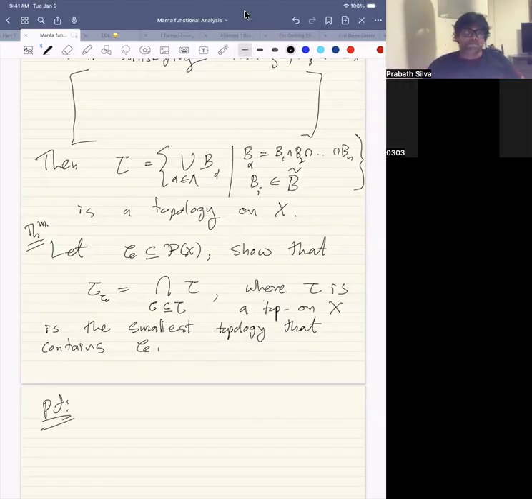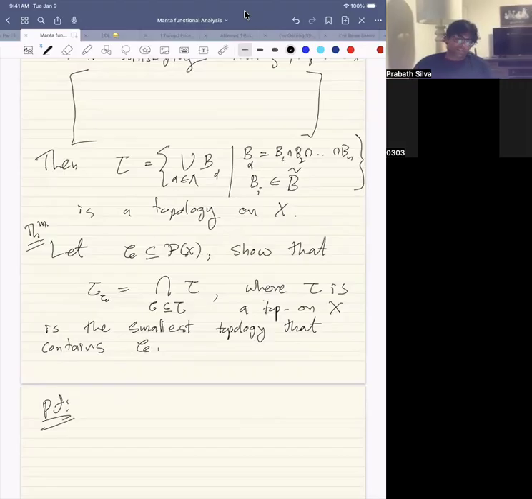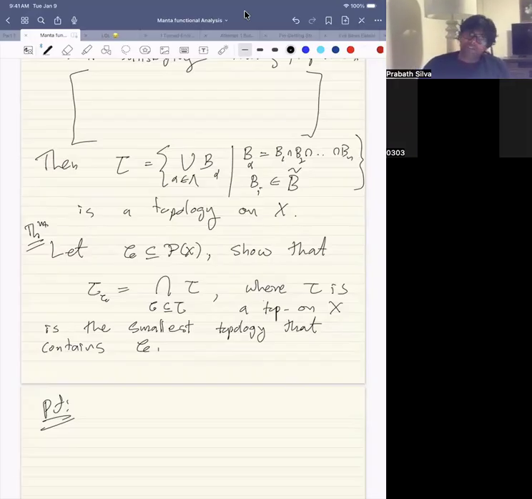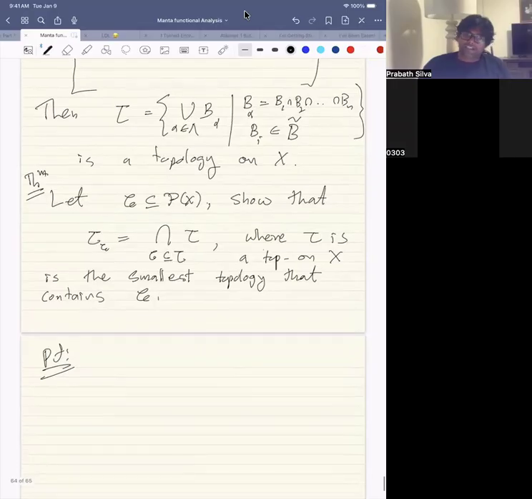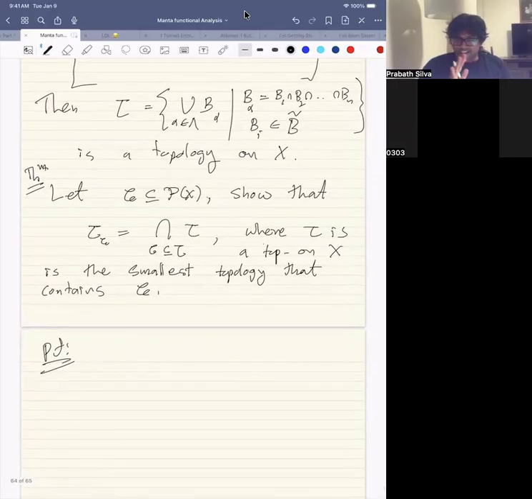This type of theorem holds for any structure that you talk about, like measures. You can say, if you're given a collection of subsets, what is the smallest sigma algebra that contains that? You just take the intersection of all the sigma algebras that contain that set.